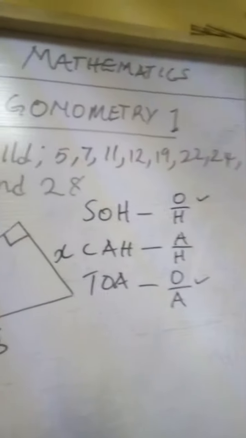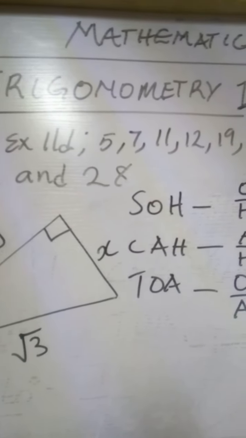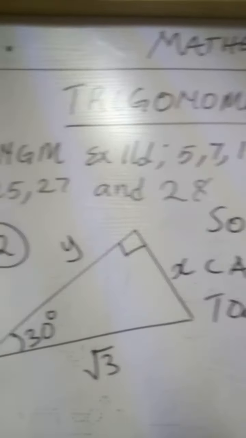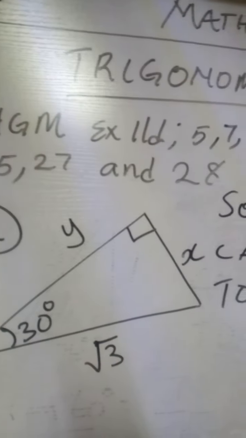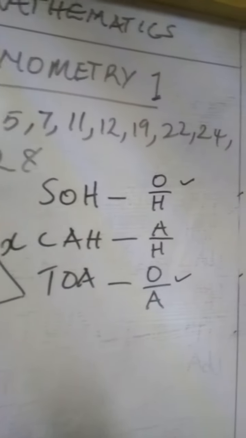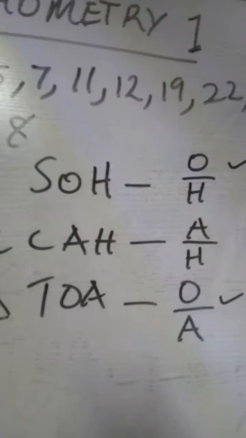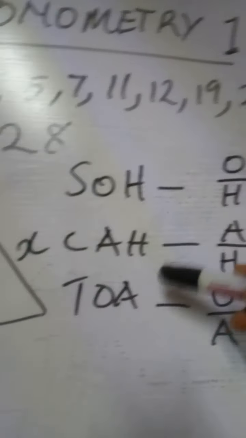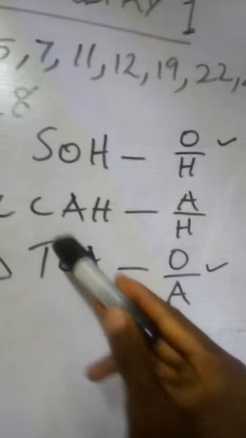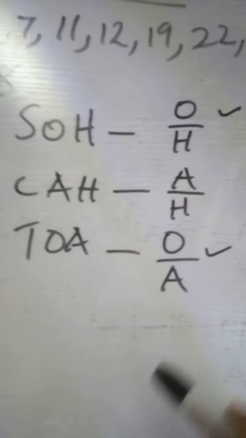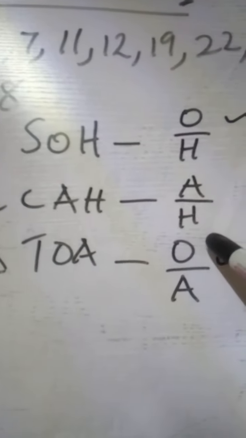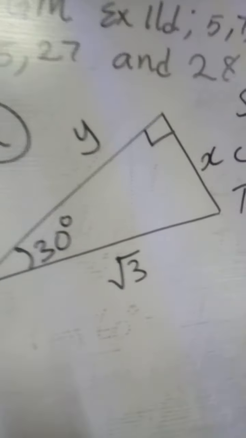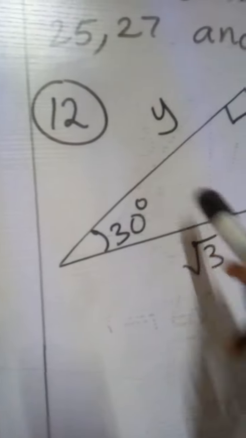The other time we solved question 5, 7 and 11 from exercise 11D of the New General Mathematics textbook for Senior Secondary School 1. Now we are continuing from number 12, and obviously what we're using is our SOH CAH TOA, which is sine theta equal to opposite over hypotenuse, cos theta is adjacent over hypotenuse, and tan theta is opposite over adjacent. Now in this triangle that we are given, we have angle 30.